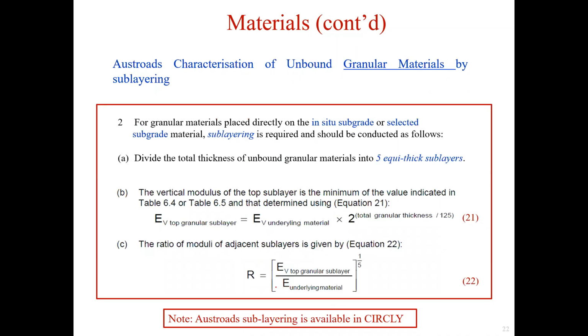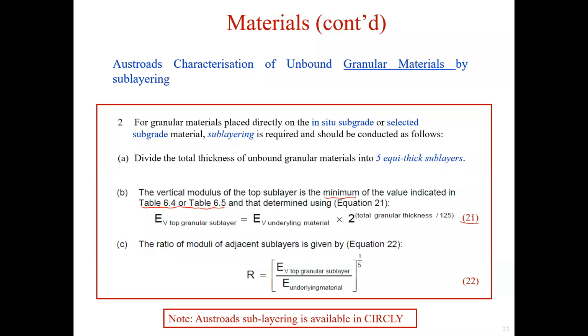So for dealing with such a sublayering case, we normally follow the following 3 steps. Firstly, we divide the total granular layer thickness into 5 layers of equal thickness, as discussed in the previous slide. Then we determine the vertical modulus of the top sublayer. It is the minimum of the suggested values in the table. So it's the minimum of the value suggested in Table 6.4 and 6.5, which I will show you later on, and that determined using this formula.